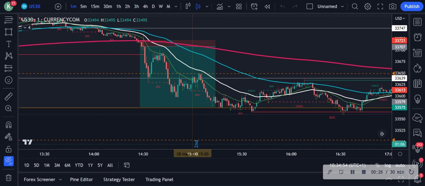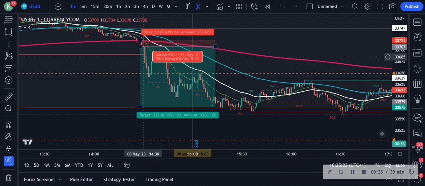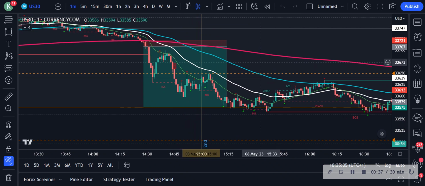But before we come to that, I'm just going to do a little bit of a recap on yesterday's analysis. We did say US30 price action is going to drop, so we were looking for sales. I'm just going to show you guys this entry that I took. I am in an entry right now from last night, I think.